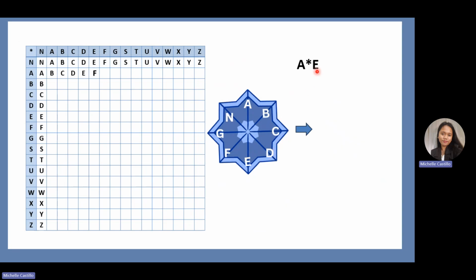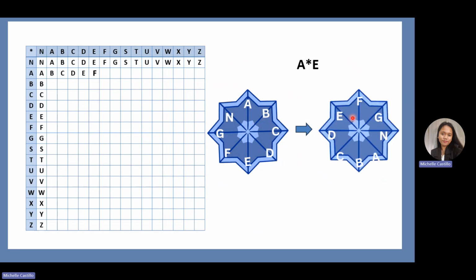Then next we have A star E. So when we rotate this model 225 degrees counterclockwise, the answer will be F. So A star E is equal to F.